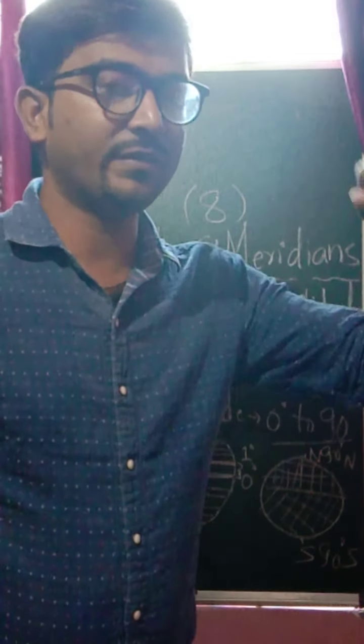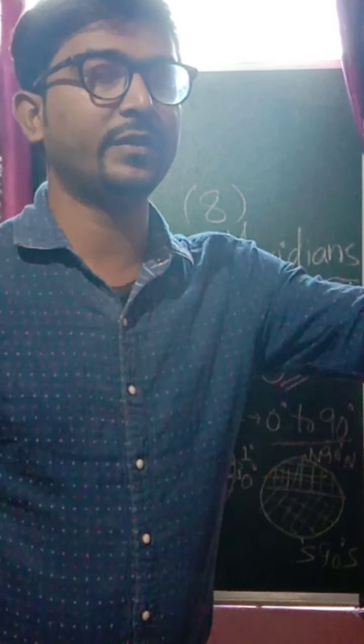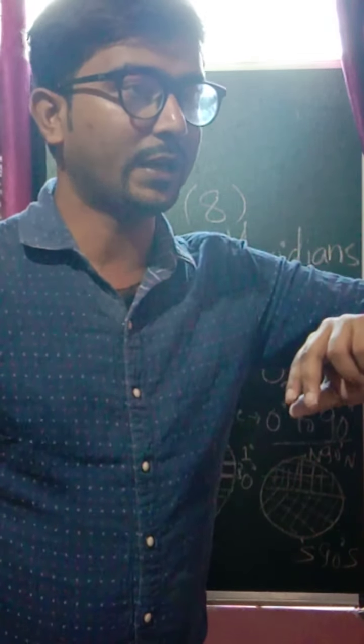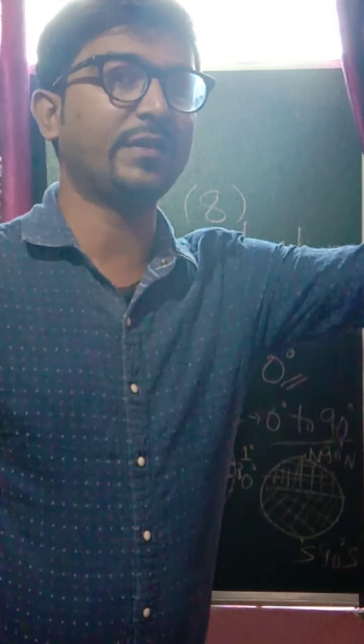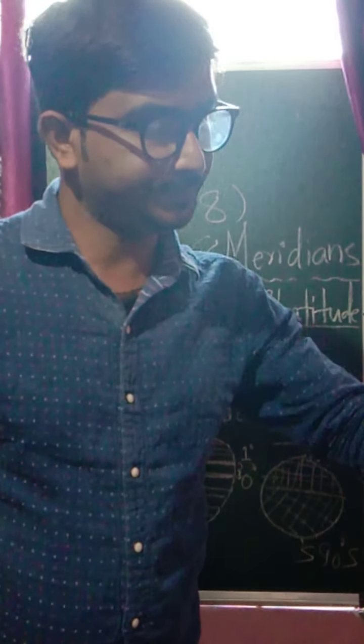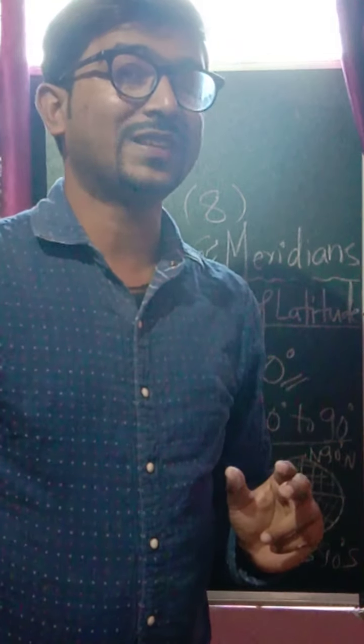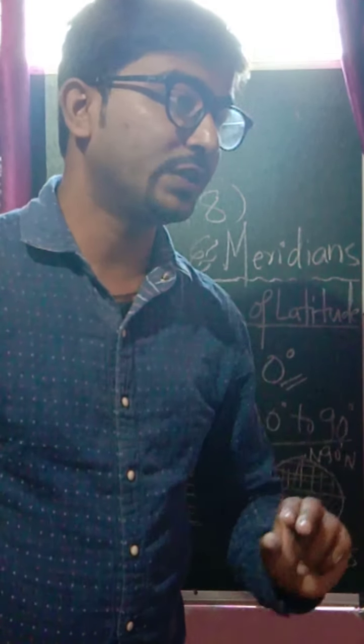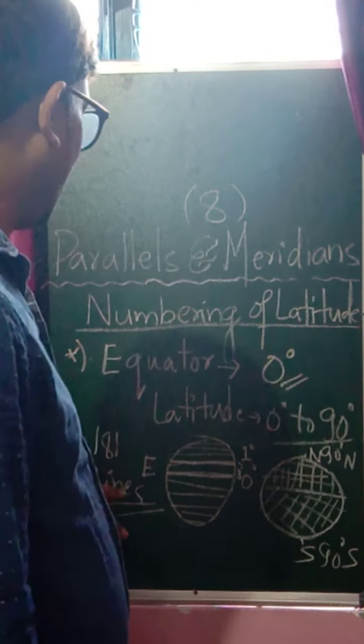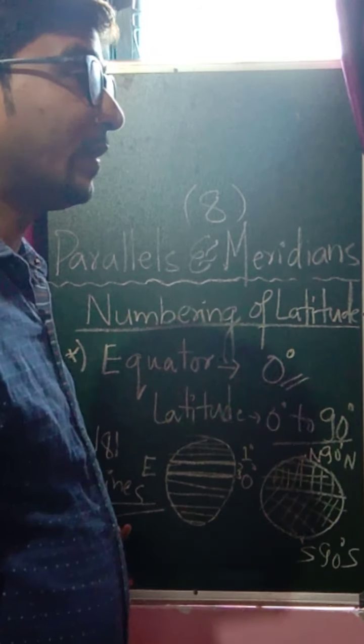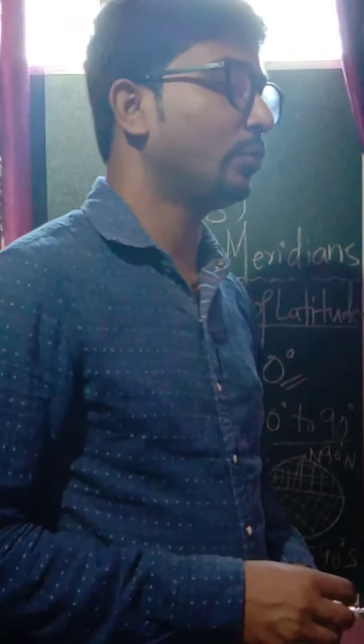That is why each and every 1 degree gap there are different lines of latitude, and that is why total there are 90, divided into 90. On the southern hemisphere also the same calculation is taken. That is why total we have 181 lines of latitude. So which is very important to be understood.